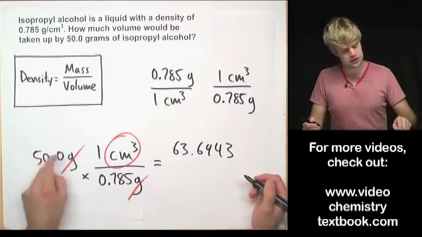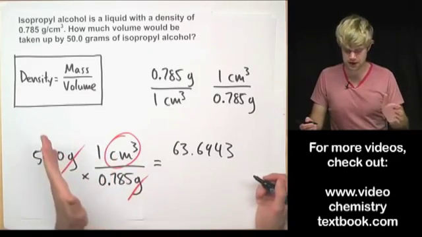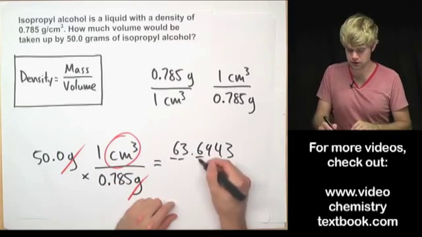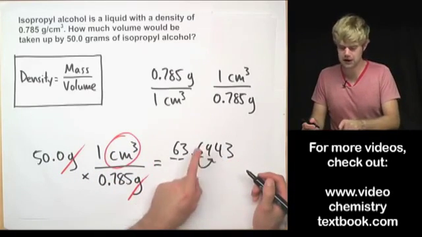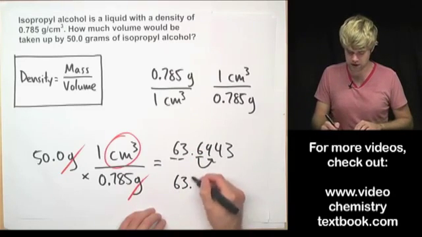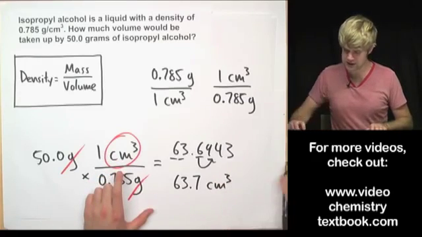63.6943. 3 sig figs here, 3 sig figs here. This is a counting number, so it doesn't matter. So rounding the answer to 1, 2, 3 significant figures, look to the 9. The 6 goes up to 7, so I get 63.7. The units are cubic centimeters.